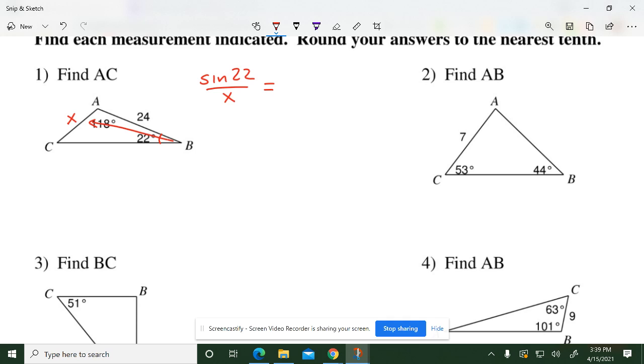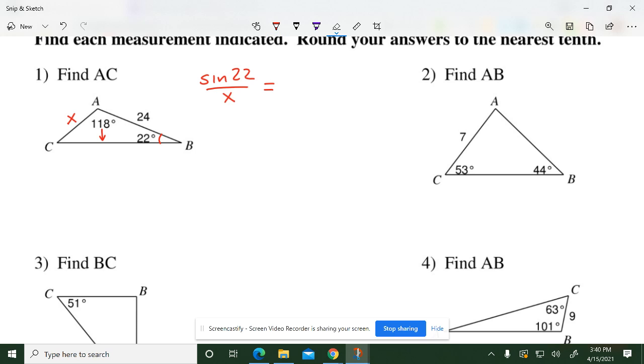Now I need another fraction. And if you look at this, and let me erase this arrow so you can see it better, the other angle I have is 118. You always have to match the angle up with the opposite side. And if you go across, or opposite, from 118, you get to side BC, and there's nothing on it. And we don't really have a way to figure out what BC is to be able to use it.